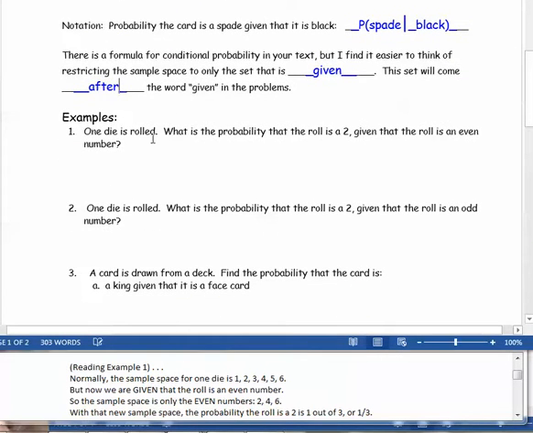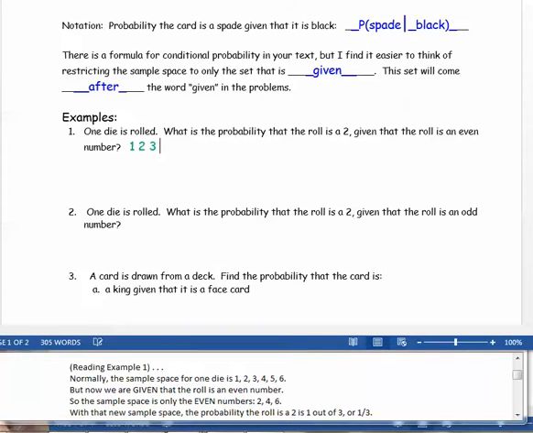Example 1 says, one die is rolled. What is the probability that the roll is a 2, given that the roll is an even number? Well, normally when we roll a die, the sample space is going to be 1, 2, 3, 4, 5, 6. But now we are given that the roll is an even number. That's a restricted sample space.